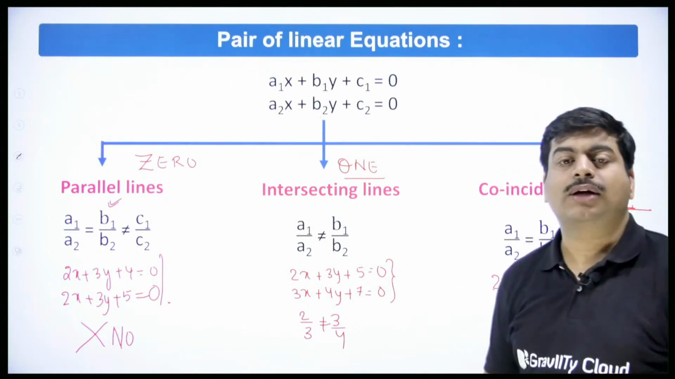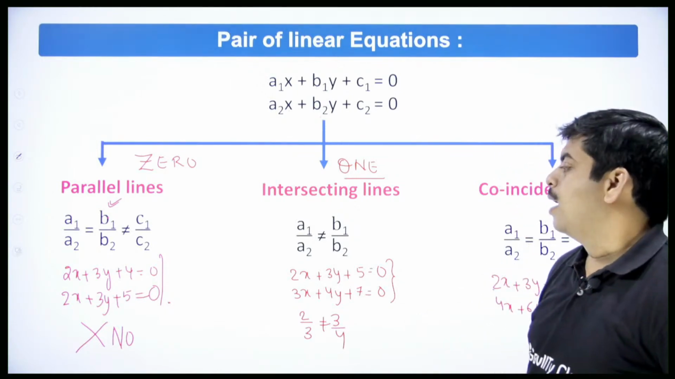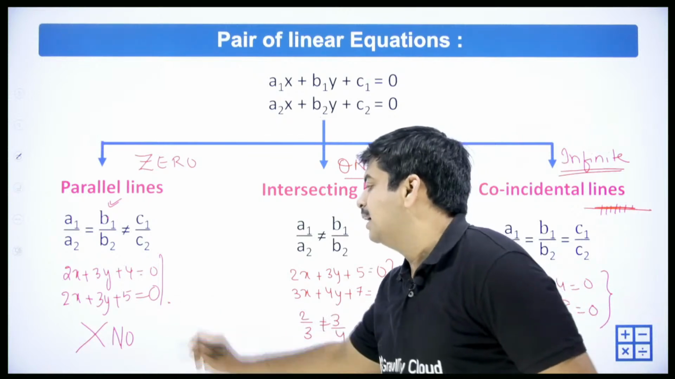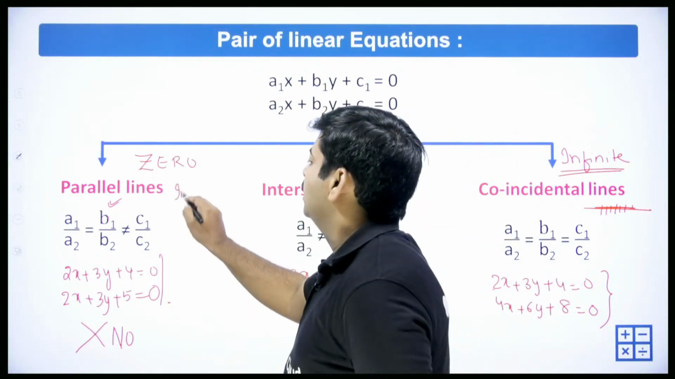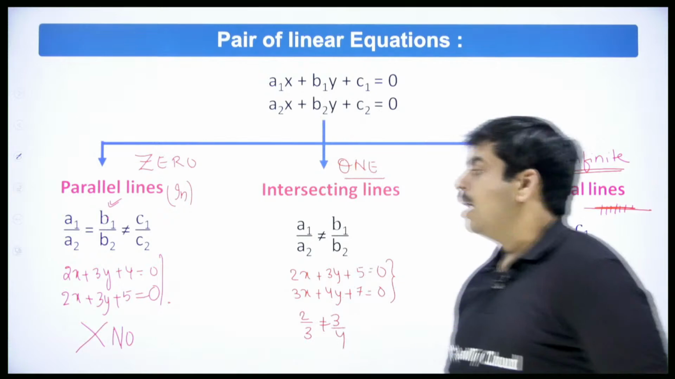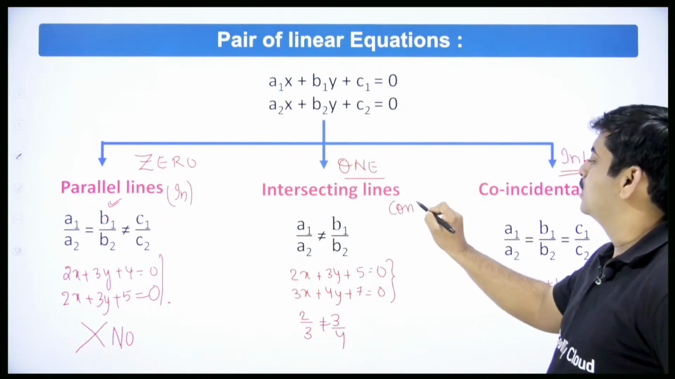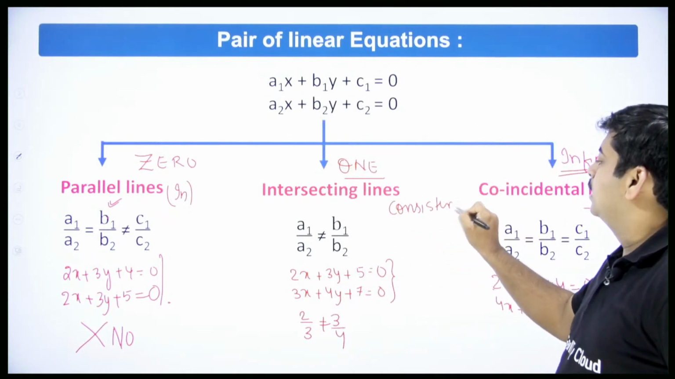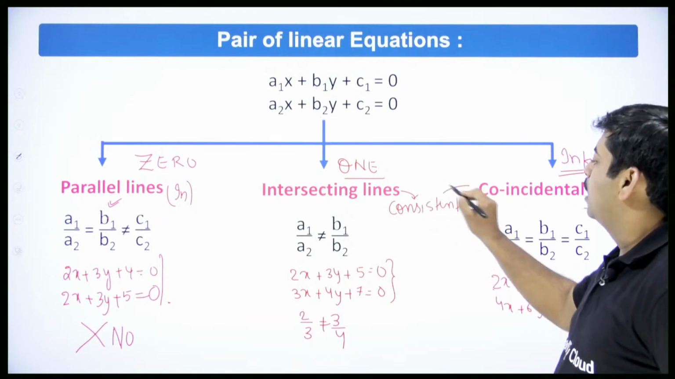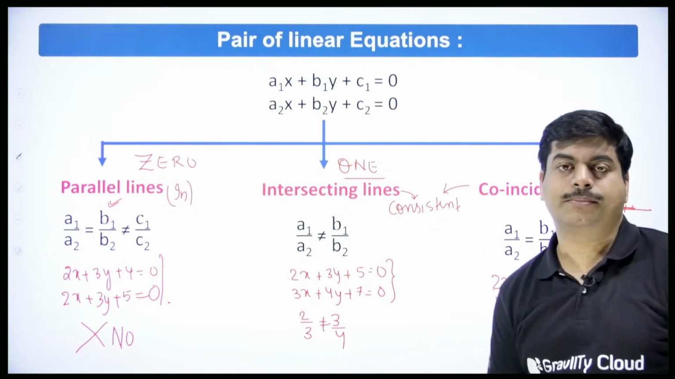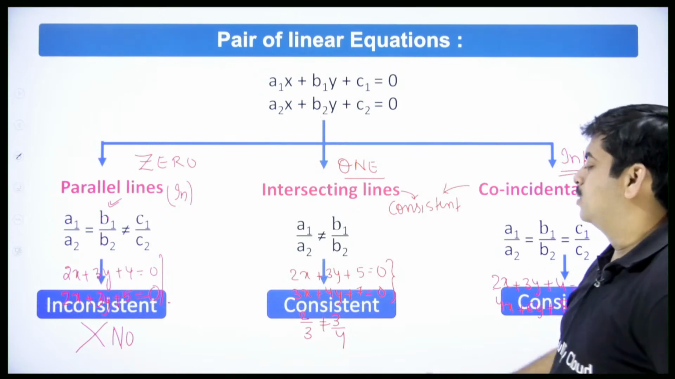And when we're discussing consistent and inconsistent, I told you, here we have no solution, this is inconsistent, okay? And these are consistent. Intersecting and coincident lines are consistent. That means they have a solution. Right? So, we have written here.